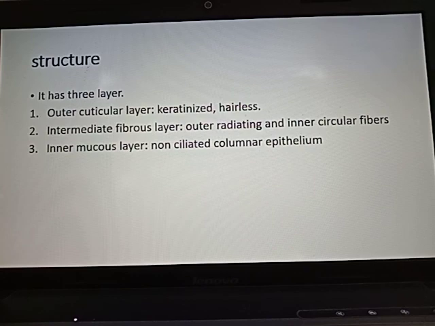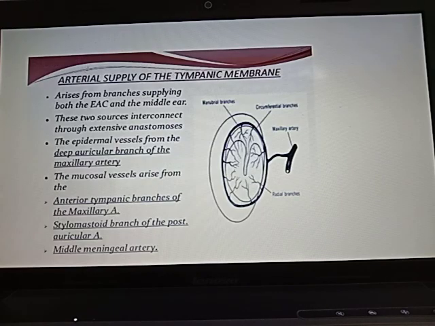In case of pars flaccida, the fibrous layer is absent, and it is replaced by loose areolar tissue. Okay, then come to the next slide, the arterial supply of the tympanic membrane. The arterial supply of the tympanic membrane arises from the branches supplying both the external auditory canal and the middle ear. So the arteries which supply the external ear and the middle ear also supply the tympanic membrane.